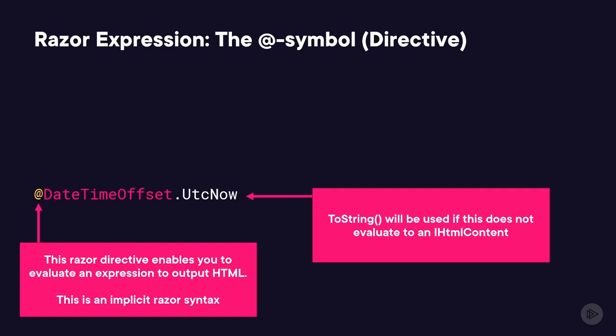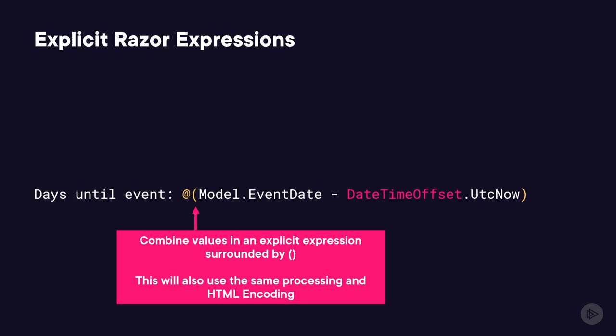This will allow you to consume properties or methods and have that rendered as HTML content. It will be HTML encoded. If we need to combine two different properties or the result of a method together with some other value, we can use the explicit Razor expression instead. The goal with this is also to evaluate this to generate some HTML content.